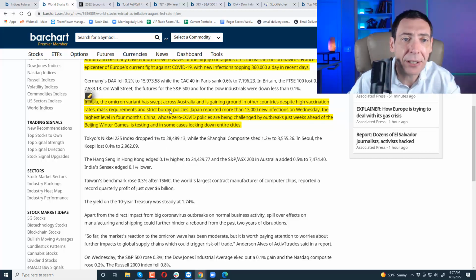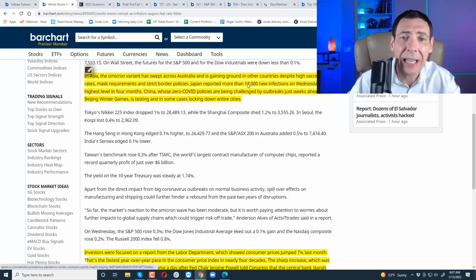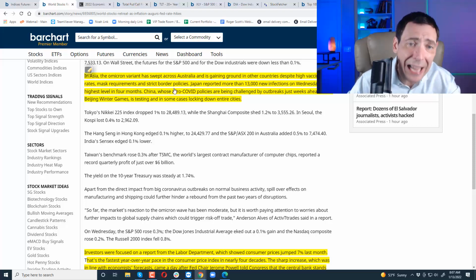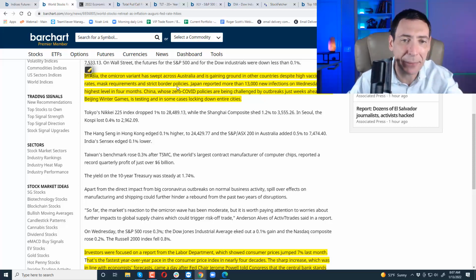In Asia, the Omicron variant has swept across Australia. It's gained ground in other countries despite high vaccination rates, mask requirements, and strict border policies. But what are nations doing? They're increasing their mask mandates, knowing that it's not... don't even get me started.